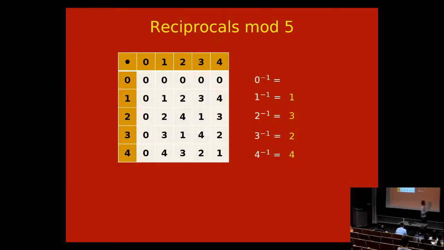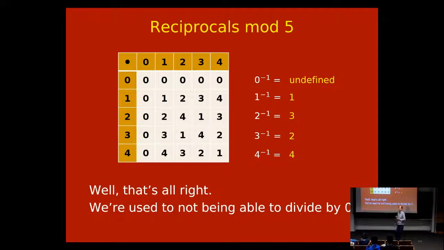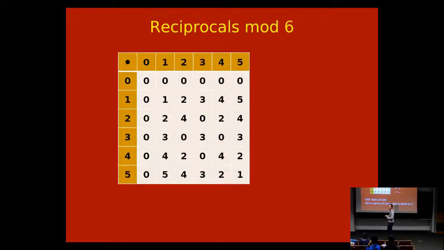OK, well, 0's reciprocal is undefined, because there is no 1 in this row. But that's OK, right? We're used to not being able to divide by 0. So we're like, yeah, of course. You can't divide by 0, so it's fine that there's no 0 inverse. So everything looks more or less cool so far.